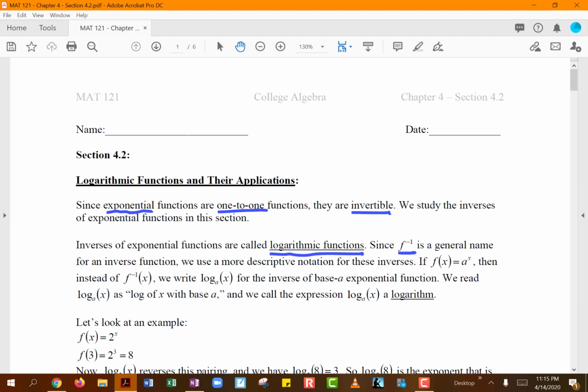So our exponential function is of the form f of x equals a to the power of x. So its inverse function is actually going to be log of x with base a. So instead of using the f inverse notation, we're going to use this log notation for our base a. Exponential functions, the inverse will be log with the base a as its inverse function, okay? And the way you read this notation is log of x with base a, okay?